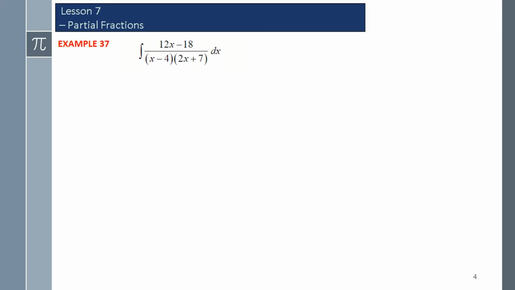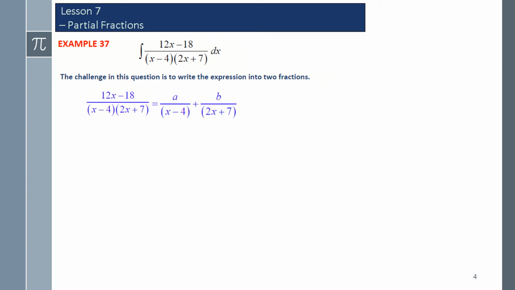Example 37, integrate the following. The challenge in this question is to write the expression into two fractions. Let's start by rewriting this. Now 12x take 18 over the two linear factors here can be written as A over x take 4 plus B over 2x plus 7.